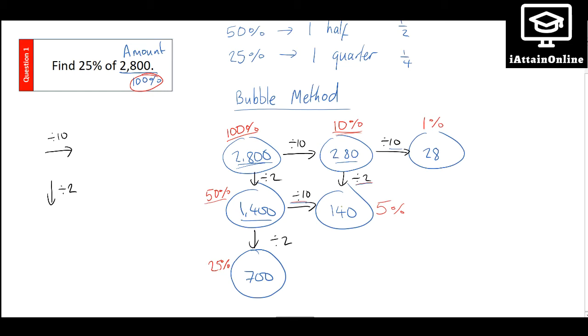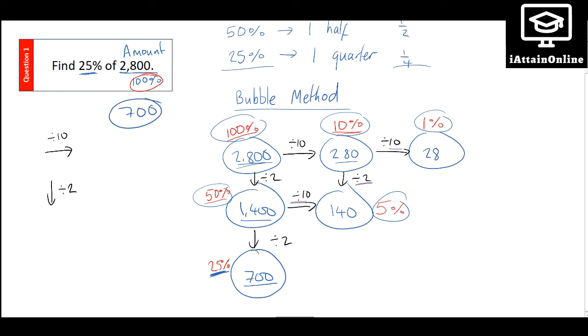Now once you've filled in that whole bubble method, you can just use these different percentages to answer the question. So if the question asks for 25% of 2,800, which was 1/4, we're just going to find the 25% bubble, and that tells me that that is 700.